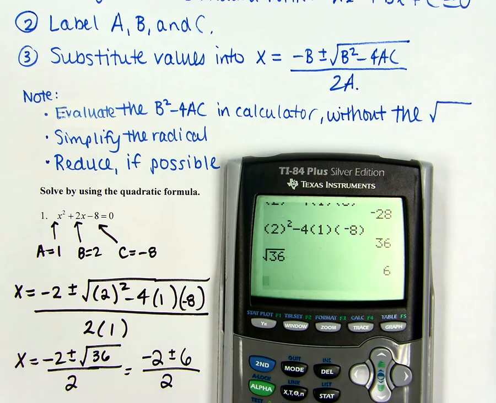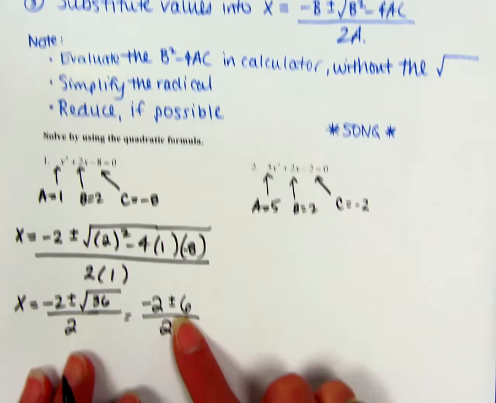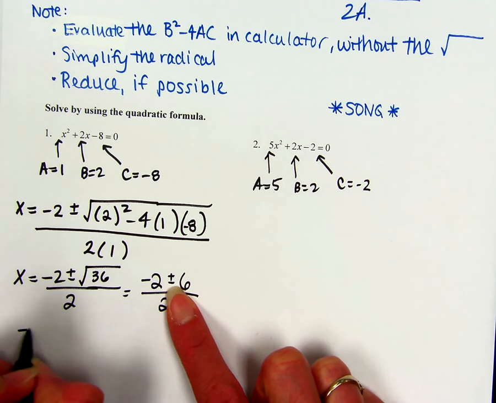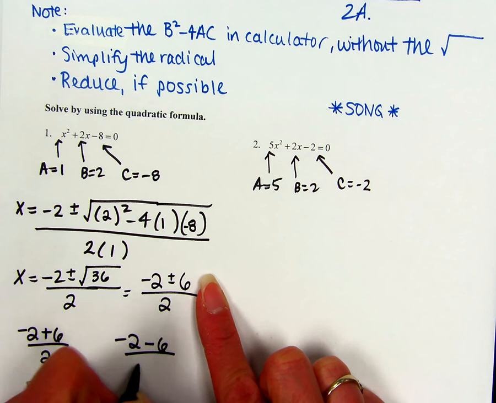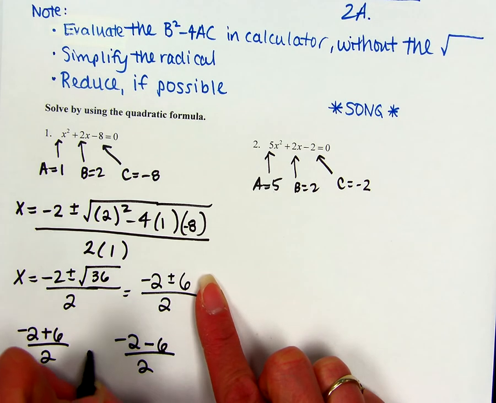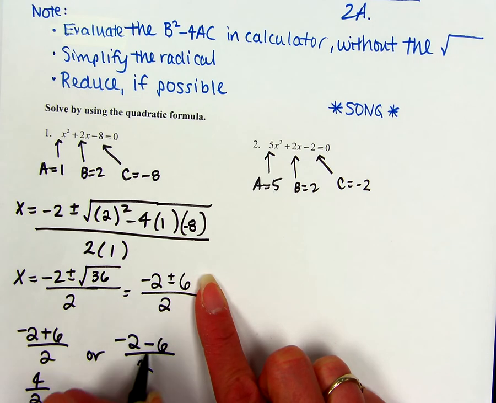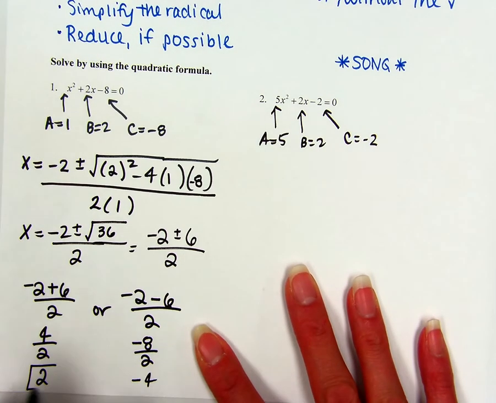This plus or minus means that there are 2 options. You've had plus or minus in answers before with square roots. So it could either be negative 2 plus 6, or negative 2 minus 6, over 2. Now let's simplify. Negative 2 plus 6 is 4. 4 divided by 2 is 2. Negative 2 minus 6 is negative 8. When you divide that by 2, you get negative 4. So these are our 2 solutions.